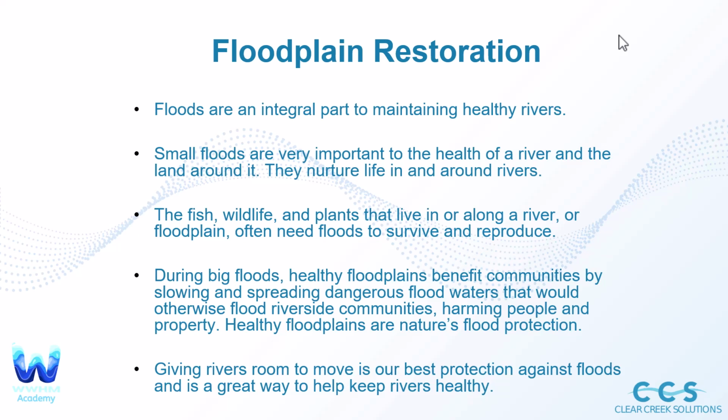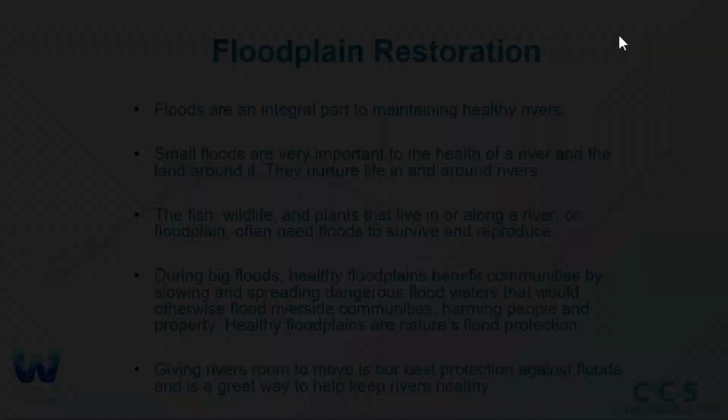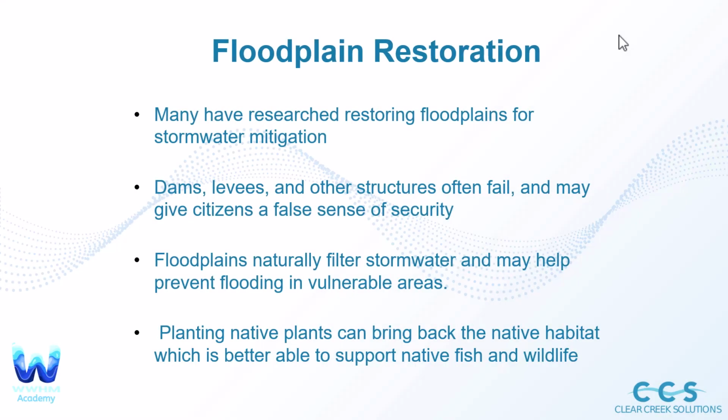And during big floods, healthy floodplains benefit communities by slowing and spreading dangerous floodwaters that would otherwise flood riverside communities, harming people and property. Healthy floodplains are nature's flood protection, and giving rivers room to move is our best protection against floods and is a great way to help keep rivers healthy. If you don't have a lot of floodplain room, you have a large storm event, then the rivers are really not going to have a lot of wiggle room in terms of flooding your local development or the local population and causing damage. So many have researched restoring floodplains for stormwater mitigation.